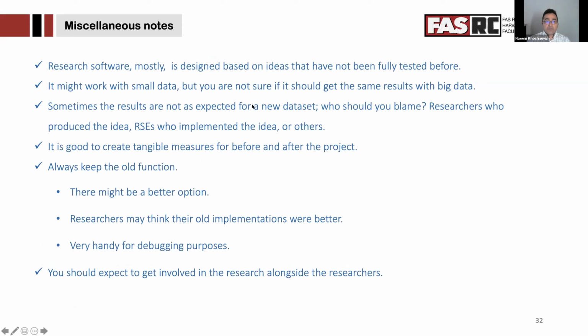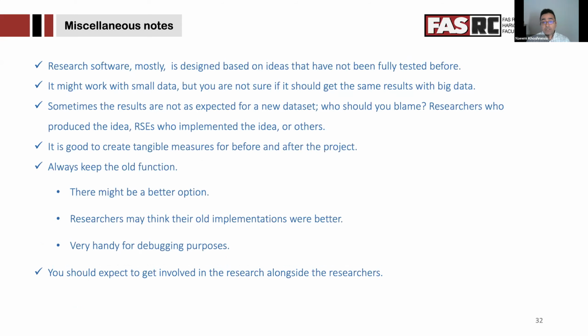There are some other notes that didn't fit in that category. Research software mostly is designed based on ideas that have not been fully tested before. Sometimes it might work, sometimes you may get some other results. So in that case, you don't know who to blame: if there's a bug in the system, or if the methodology has a problem. So it can be challenging at some point.